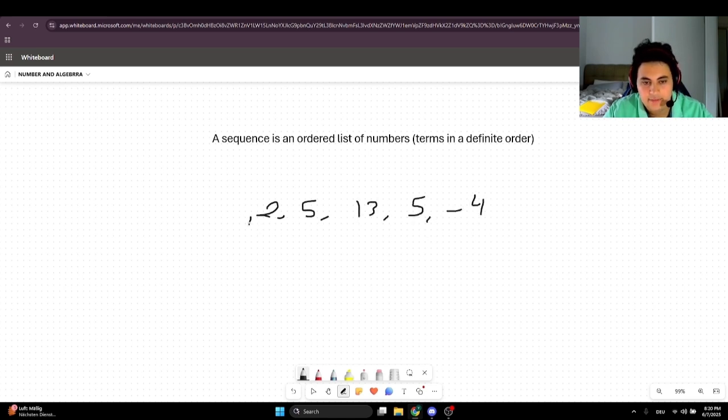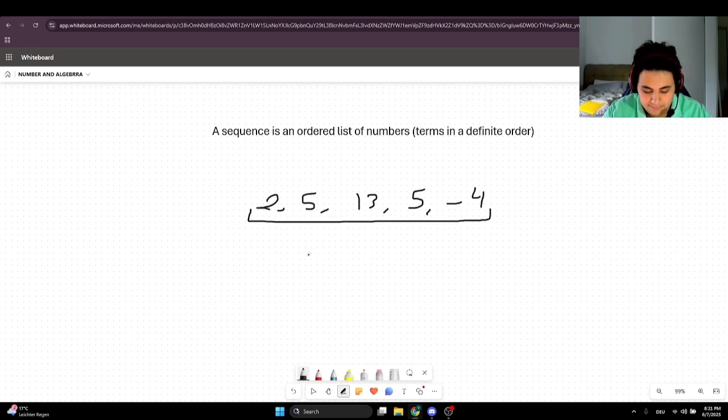So over here, I have a list of numbers that are ordered in a specific way. The negative doesn't come before the 2, and the 13 doesn't come after the 5. It's ordered this way, yeah? So that's why it's a sequence, okay?